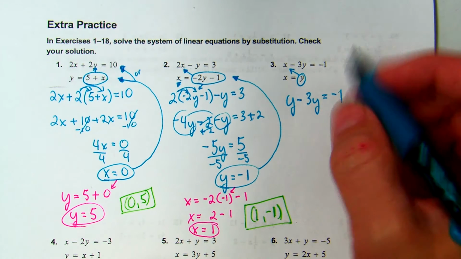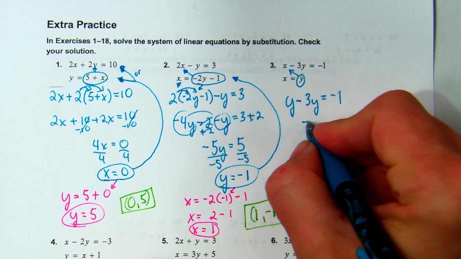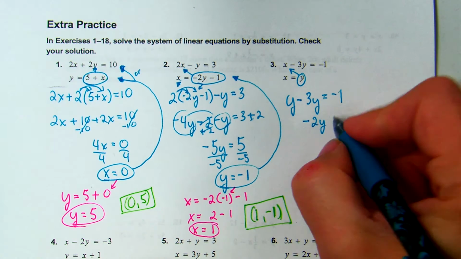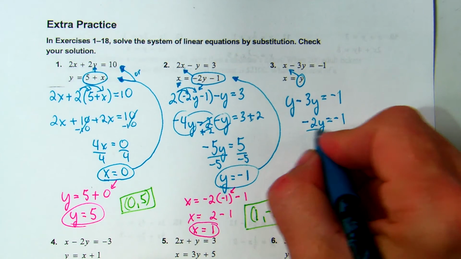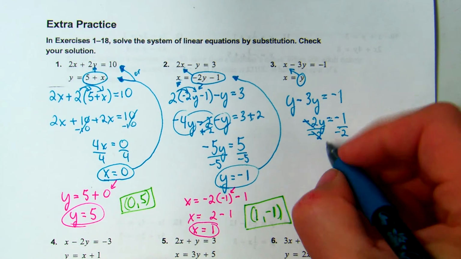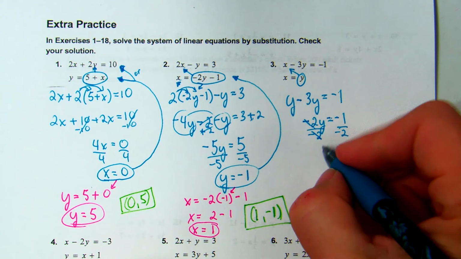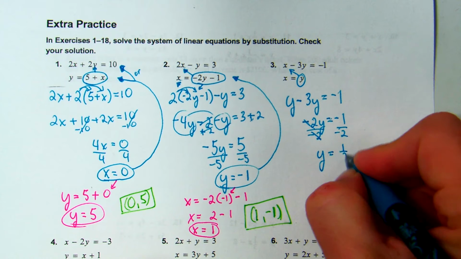So then I'm going to have y minus 3y is going to be a negative 2y. And negative 2y is still going to equal negative 1. I'm going to divide by negative 2, divide by negative 2. That becomes a 1, so it just, in essence, goes away. Y is going to equal a positive 1/2.